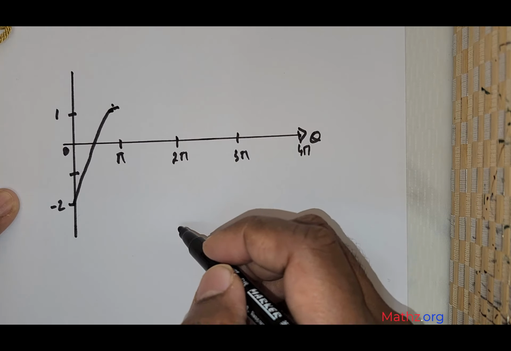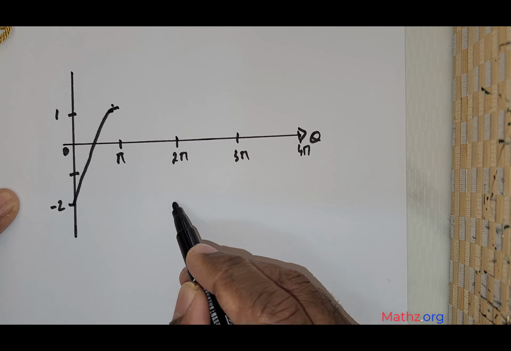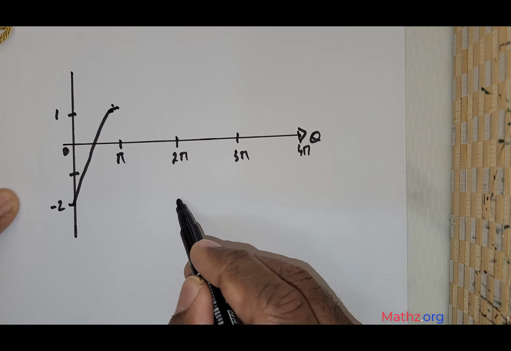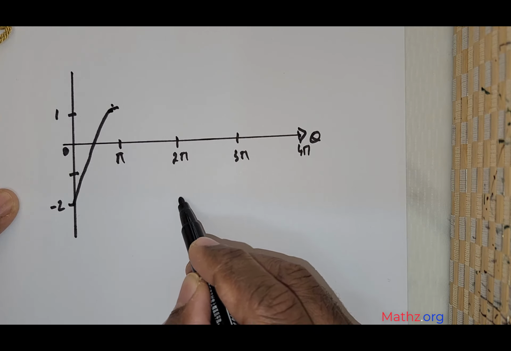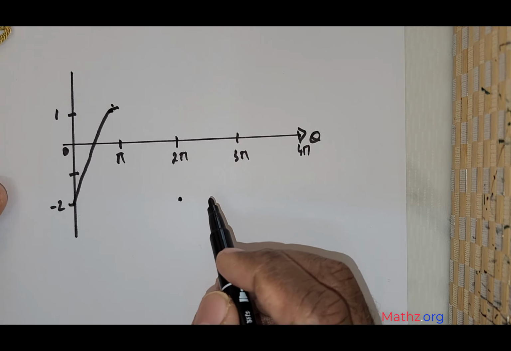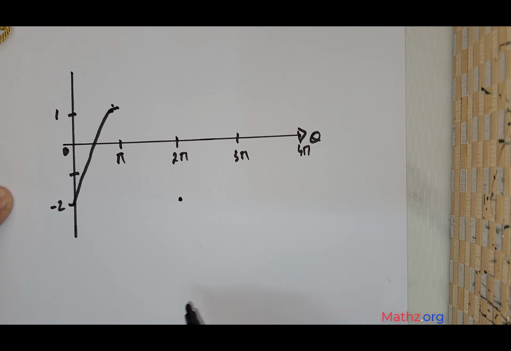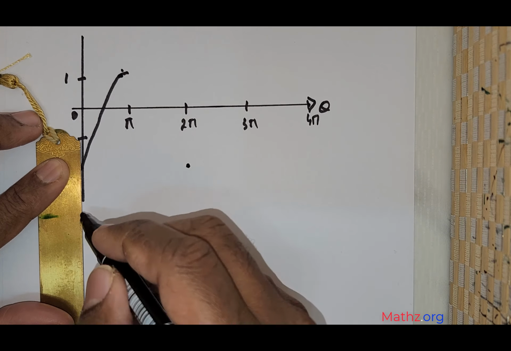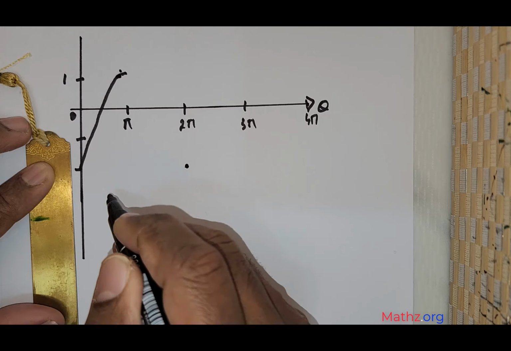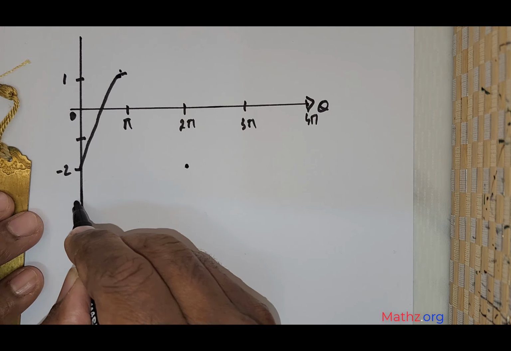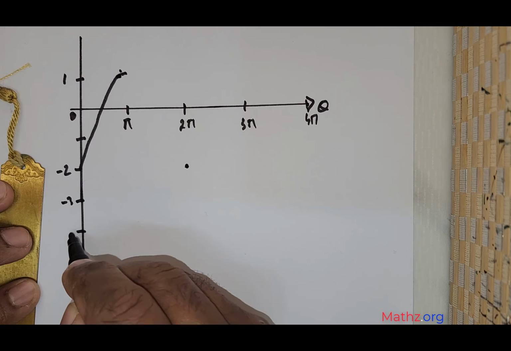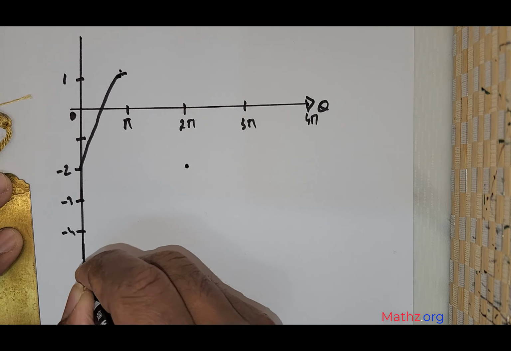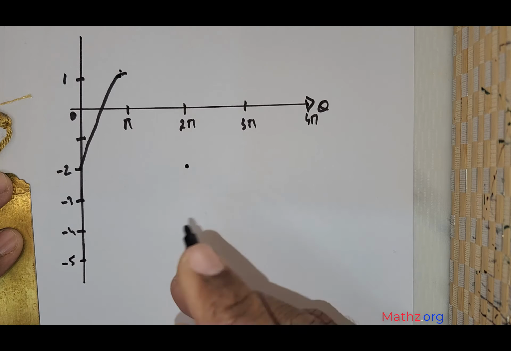Then it goes down, and we will have to be a little bit cautious in this diagram. So exactly at 2 pi there is a hit, and then let me stretch this part also. So this is -3, -4 and -5.